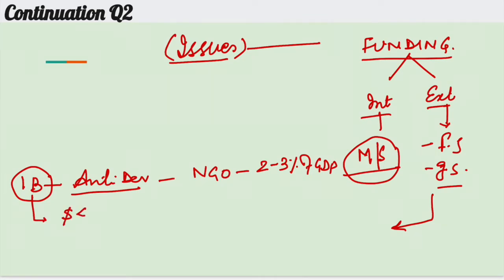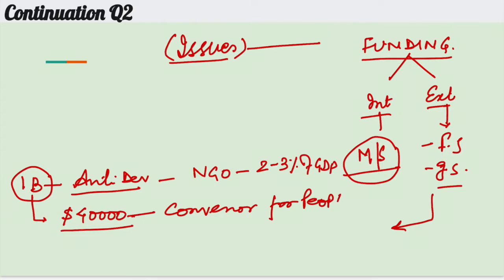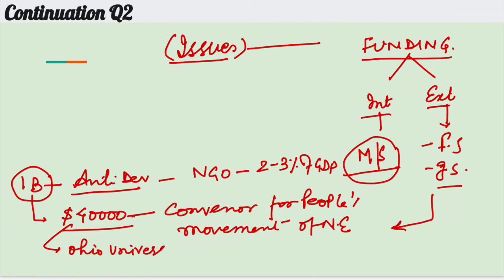And they also have given evidence that about $40,000 has been sent into the account of the Convener for People's Movement of Nuclear Energy. Now this 40,000 has been sent by Ohio University. The question arises, why this university, and what is the role of the university in giving the funds and depositing it into the bank account of those NGOs who are staging the protest against the Kudankulam nuclear power plant? This is the first issue.